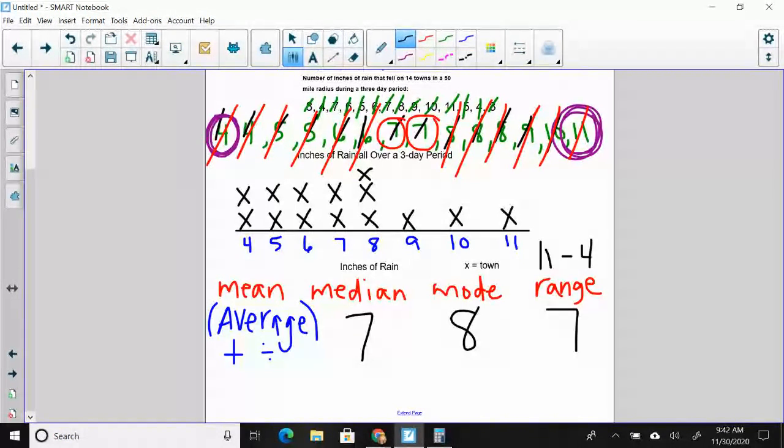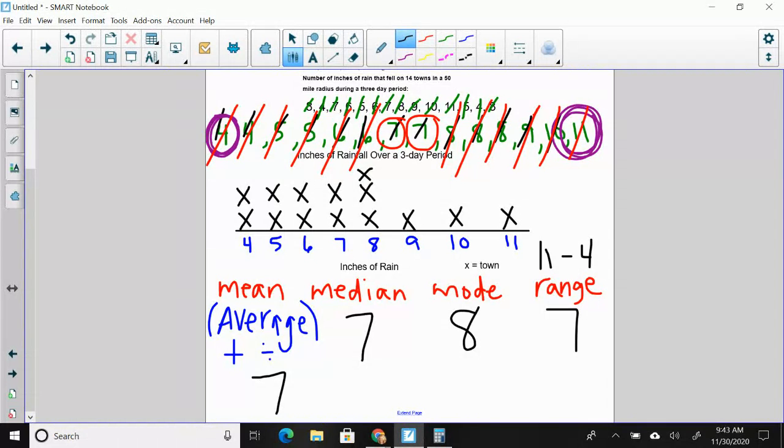That doesn't say every town had 7 inches of rain. It is a number that is in the middle of our data set, okay? It means some towns were lower than that, some towns were higher than that. But 7 is the average, okay?